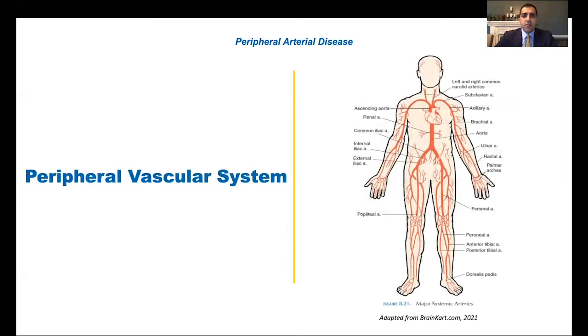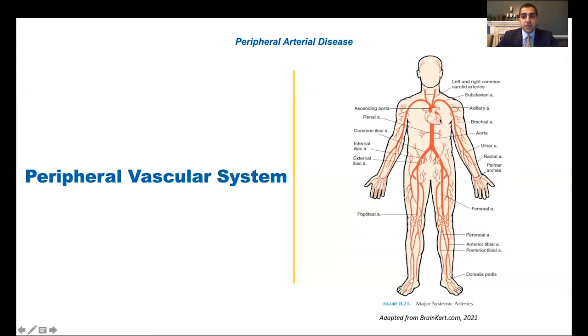I like to start off with this pictorial that shows us what the peripheral arterial system looks like. So you may know about coronary artery disease, and that is the arteries that supply the heart specifically. And the peripheral arterial system, in a simple sense, is all the other arterial vasculature in the body.